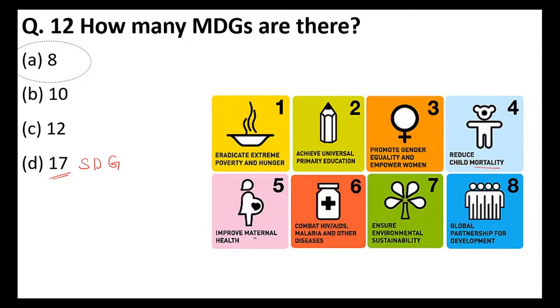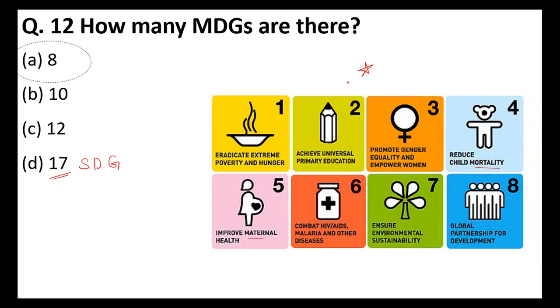Mother's health is very important. If she is not healthy, how will the baby be? Combat HIV, AIDS, malaria, and other diseases. Ensure environmental sustainability. We should have a sustainable environment. We should leave something for the future generation. And then we have global partnership for development. So these are the 8 MDGs. Very important question. MDG means Millennium Development Goals.